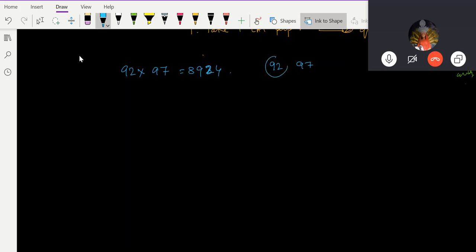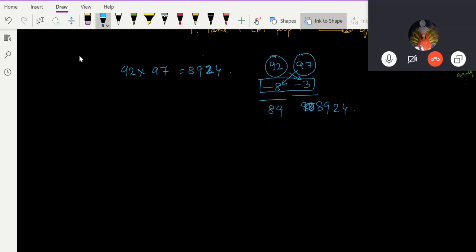So 92 and 97. How far is 92 from 100? Minus 8. How far is 97 from 100? Minus 3. Now you just add these two. 92 minus 3 is 89. And 97 minus 8 is 89, right? And you multiply these two. Minus 8 into minus 3, which is 24. Got the logic?